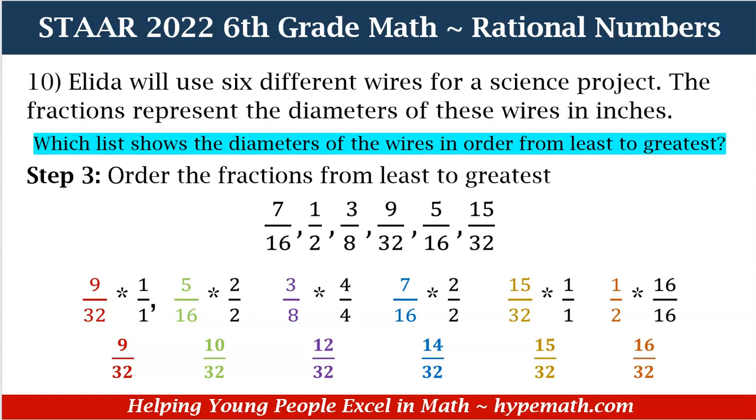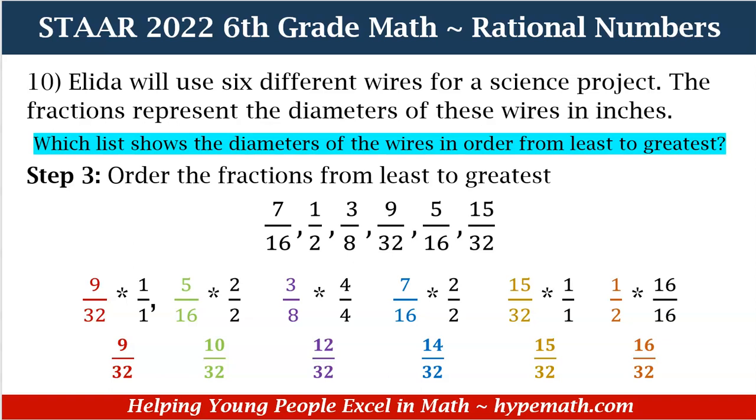Next, we have 3/8, but the equivalent fraction is 12 over 32. Next, after that, we have 7 over 16. We know that the equivalent fraction for that is 14 over 32. Next, we have 15 over 32. And lastly, for 1/2, we know that our equivalent fraction is 16 over 32.